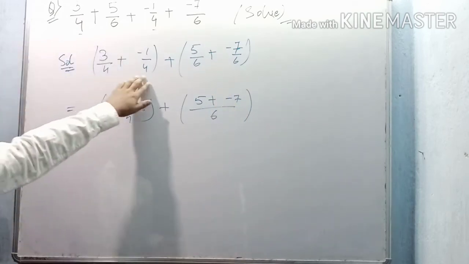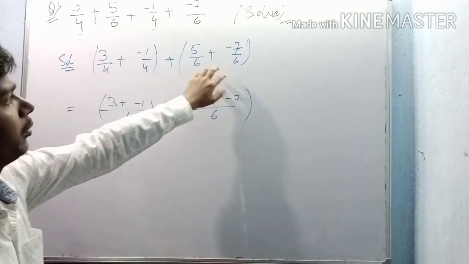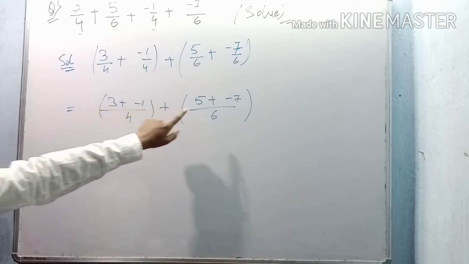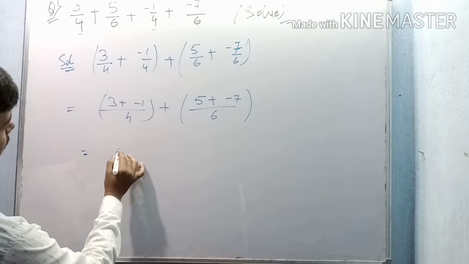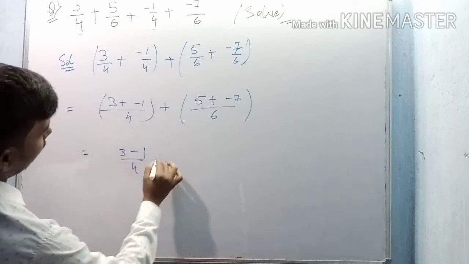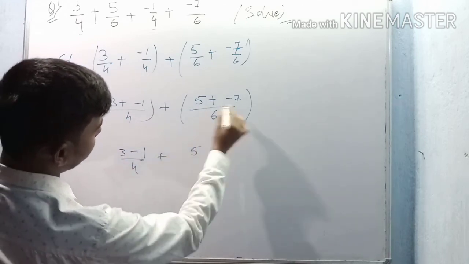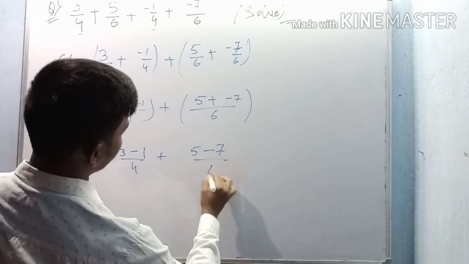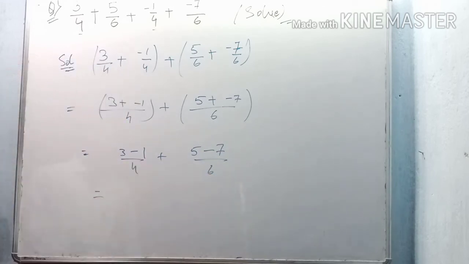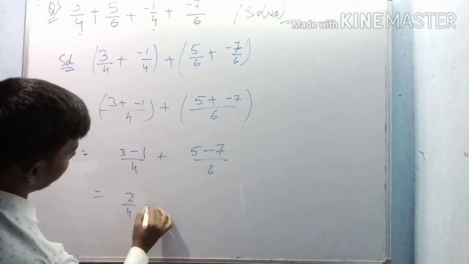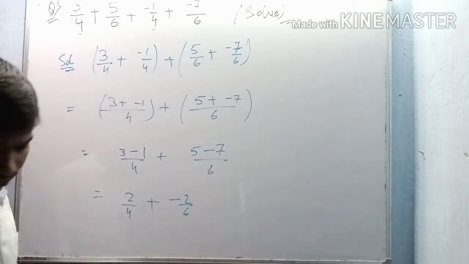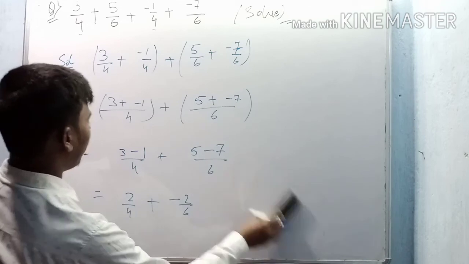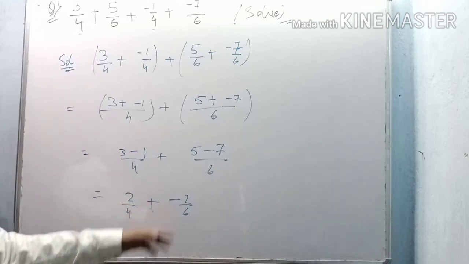So we take the LCM, and here the LCM is 6. So 3 plus minus 1 by 4, and here 5 plus minus 7 by 6. So 3 minus 1 is 2 by 4, plus 5 minus 7 is minus 2 by 6. So we now have 2 by 4 plus minus 2 by 6.